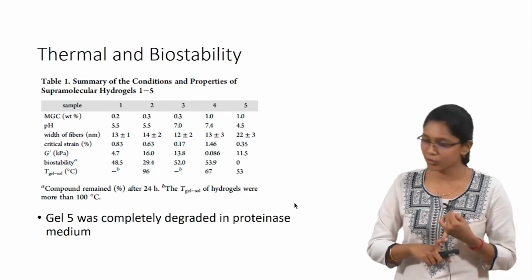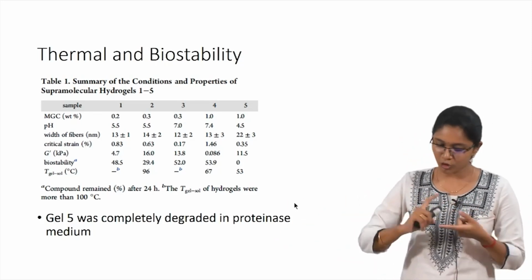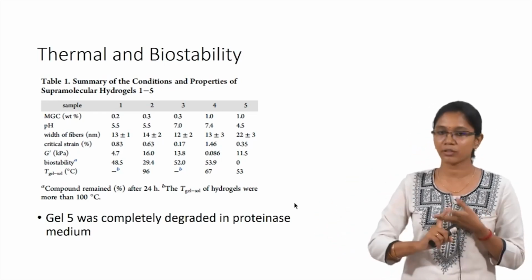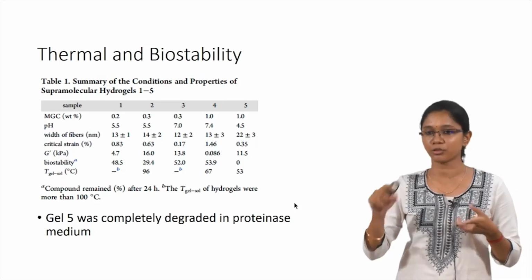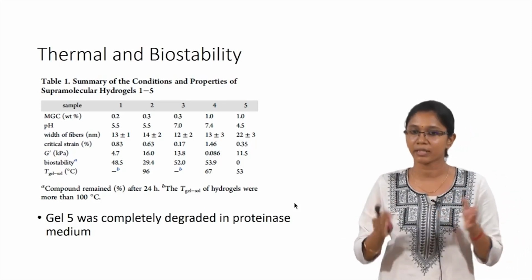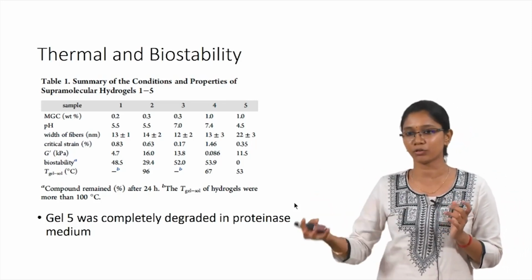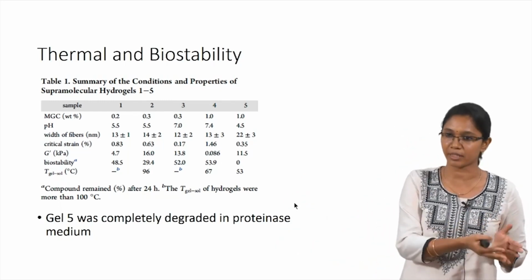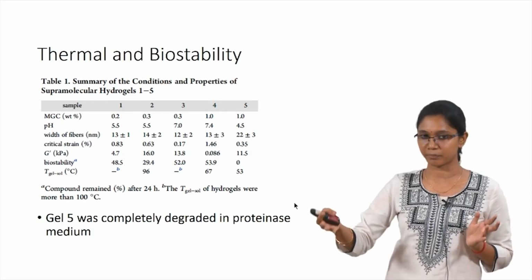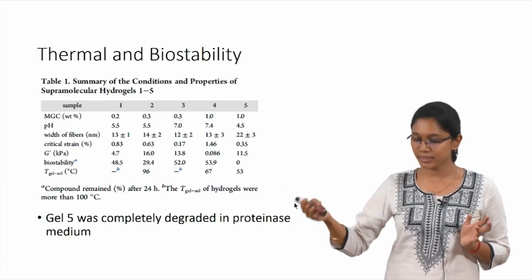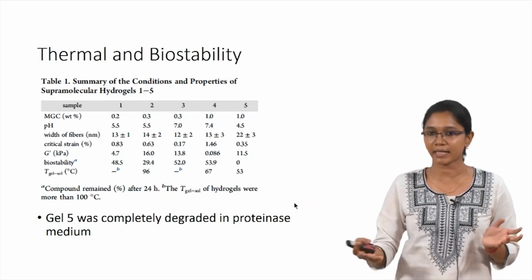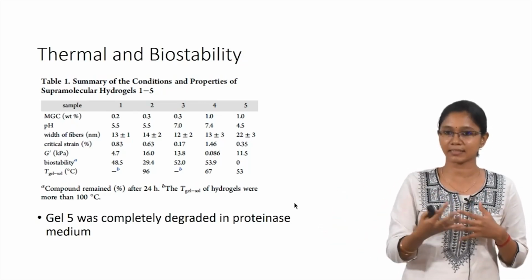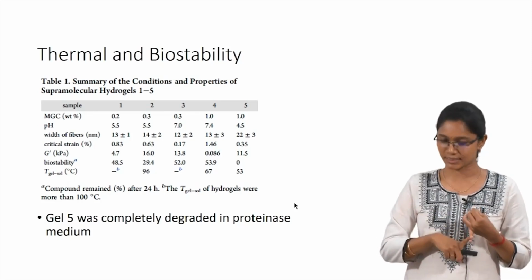And then we have the biostability and the T gel. So, the biostability, when you see for the 5th one, is 0. So, here the biostability is after 24 hours of incubation in an enzyme fluid, they have checked what is the remaining amount of gel that is being there. So, in other cases you have a 48.58% or 29.48%, but without glucose there is 0% remaining, saying that the peptide hydrogel was completely degraded. So, glucose increases the biostability of this system.